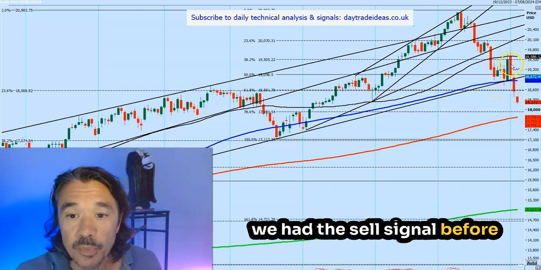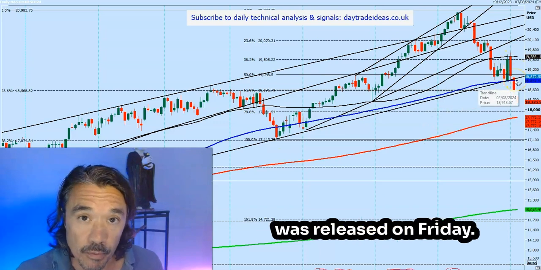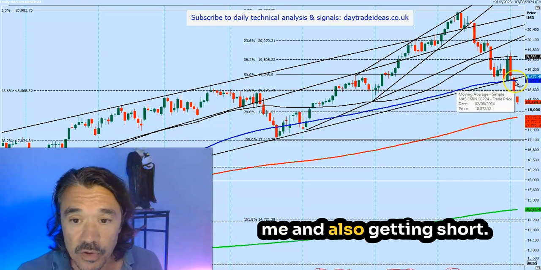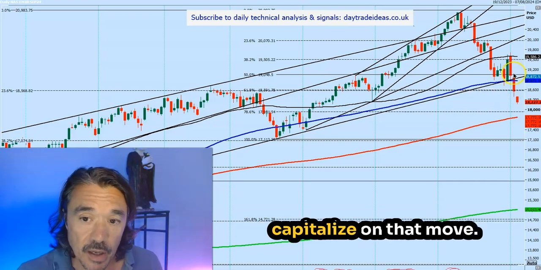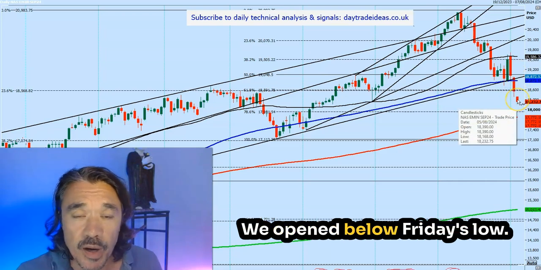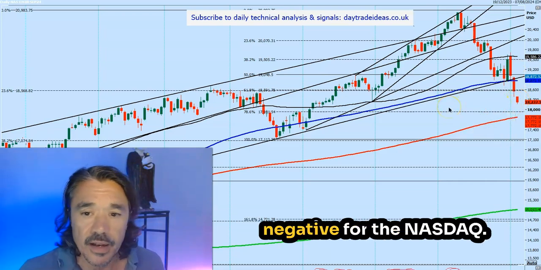We had the sell signal before the US unemployment number was released on Friday. So I was getting short. Maybe my subscribers were following me and also getting short. So we did manage to capitalize on that move. And again, a breakaway gap to the downside. We opened below Friday's low. This really does look negative for the Nasdaq.